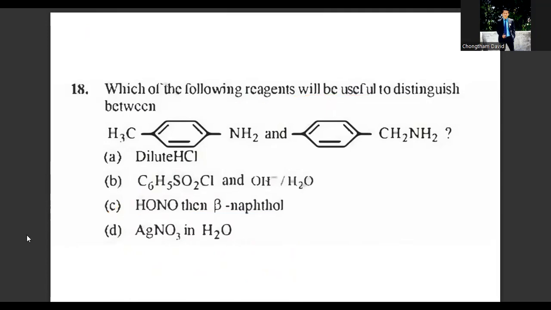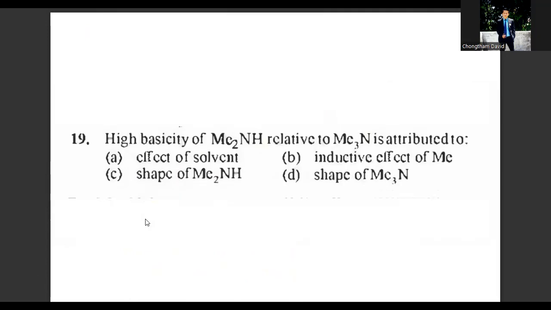Question number 19. The high basicity of methylamine relative to trimethylamine is attributed to which of the following? Remember, secondary amines are more basic than tertiary amines due to the stabilization of the ammonium ion by hydrogen bonding. So the answer will be A. Remember, there must be solvent. Question number 20.